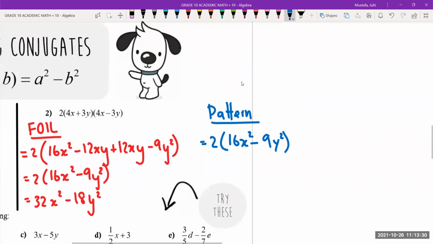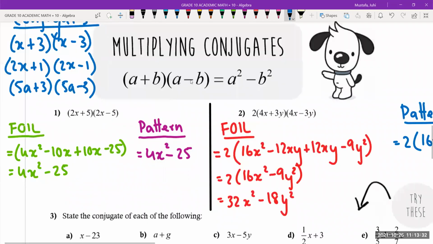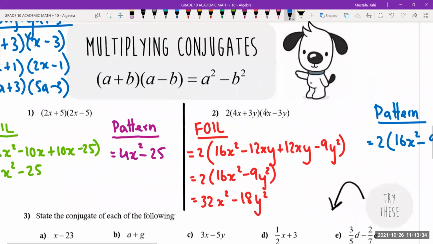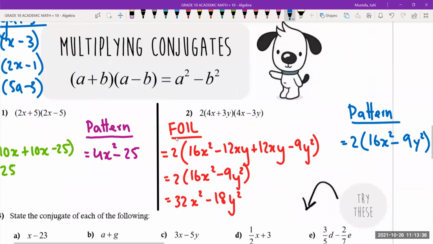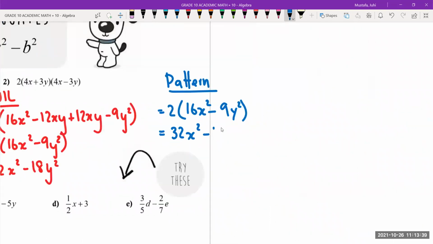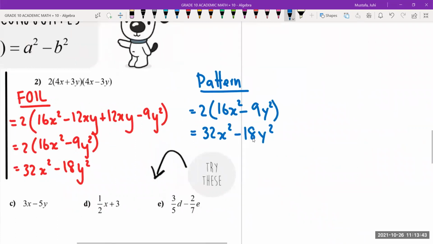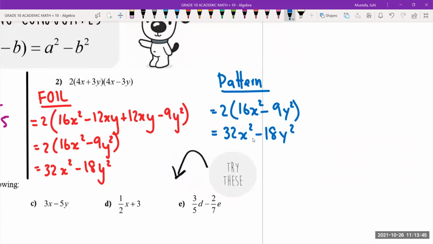You're going to go a times a is a squared, b times b is b squared. A positive and a negative will give you a negative. And then I just multiply the 2, so it's going to be 32x squared minus 18y squared. And you can see you get the exact same answer. It's just so much faster to do it that way.